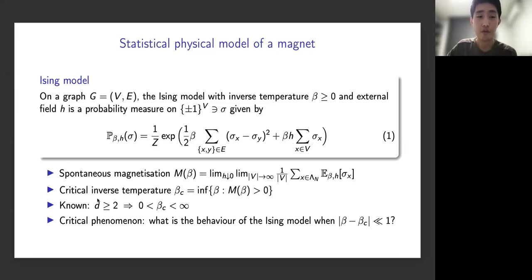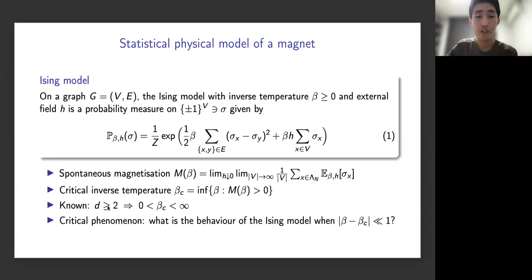Then I will define the critical inverse temperature using the spontaneous magnetization. Beta c is defined as the infimum of all betas where the spontaneous magnetization is positive. So you can think of beta c as the following. When beta is larger than beta c, then you have a spontaneous magnetization of the magnet. And if beta is smaller than beta c, then the magnetization of the magnet vanishes.